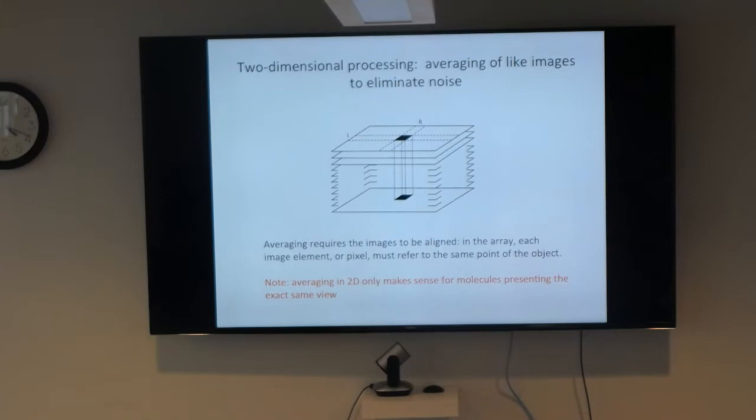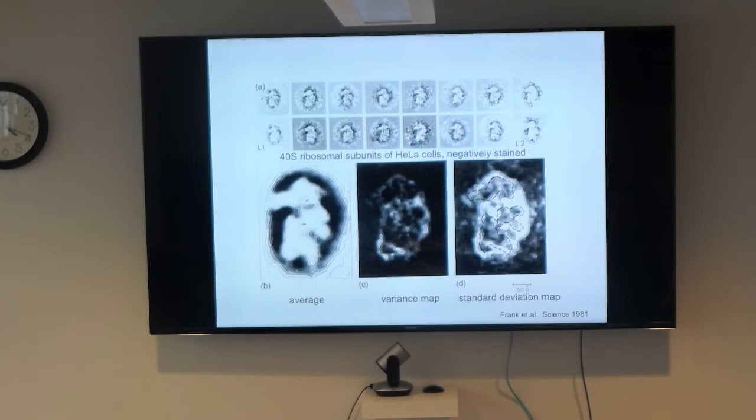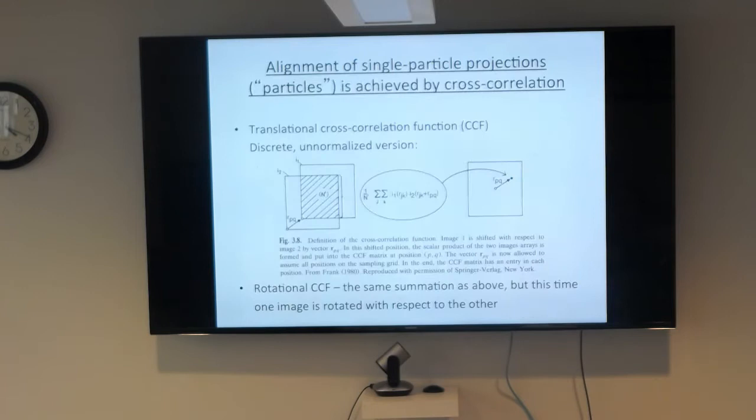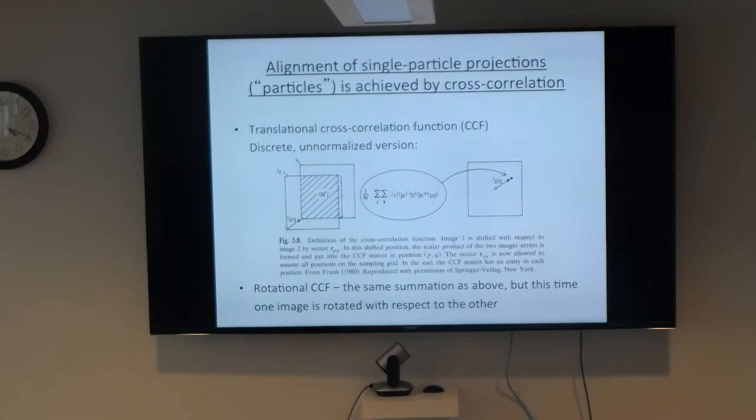So this is a successful application of ideas on two-dimensional averaging by alignment. And we published this in 1981. This is one of the first demonstrations that the whole thing works. The alignment is done by cross-correlation.